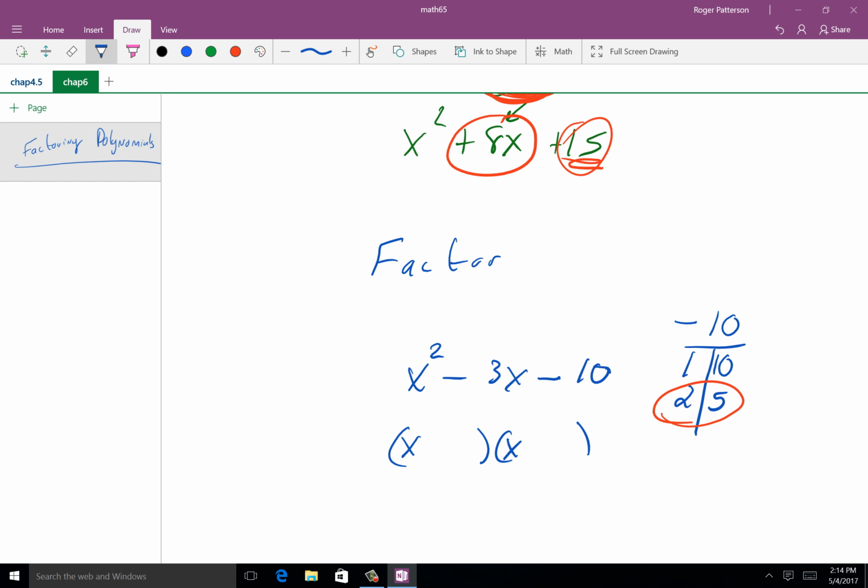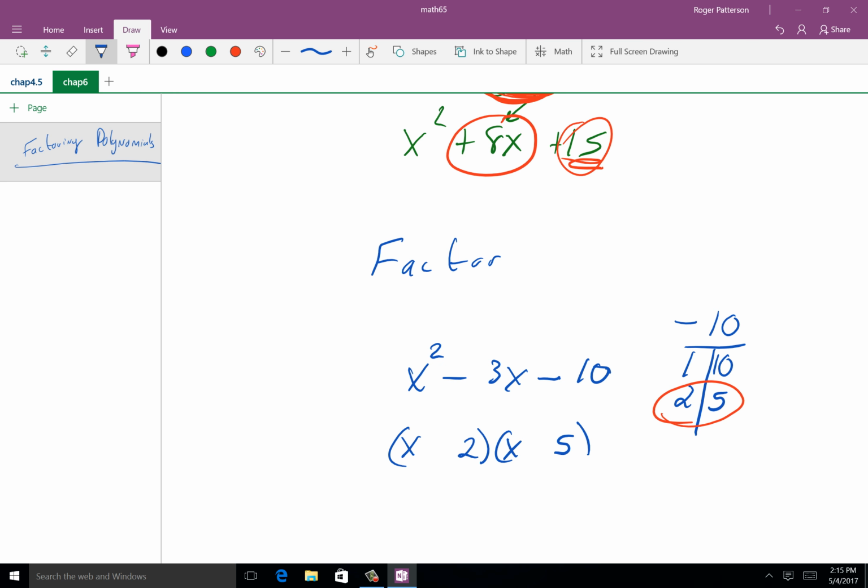X and x are going to go there, because x times x is x squared. 2 and 5 go there and there. Now some of you might ask me, does it matter whether I write the 2 or the 5? And it really doesn't, because what next matters is the signs we're going to put on there. So where you put the 2 and the 5 really doesn't matter. It's how you arrange the signs.